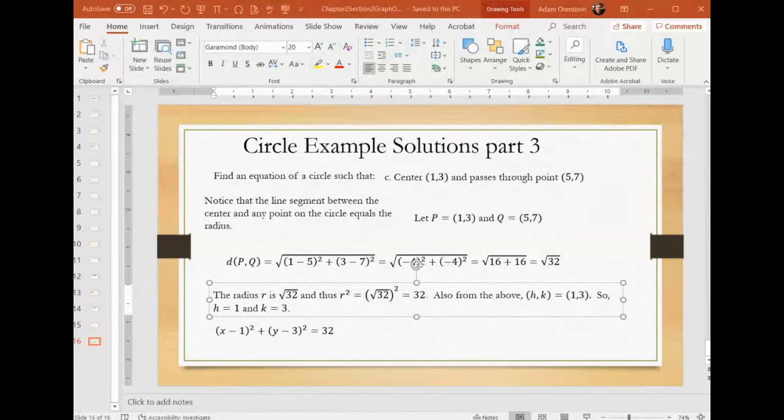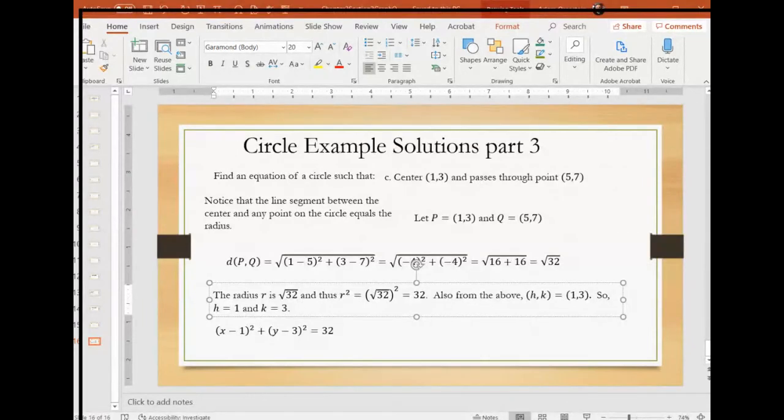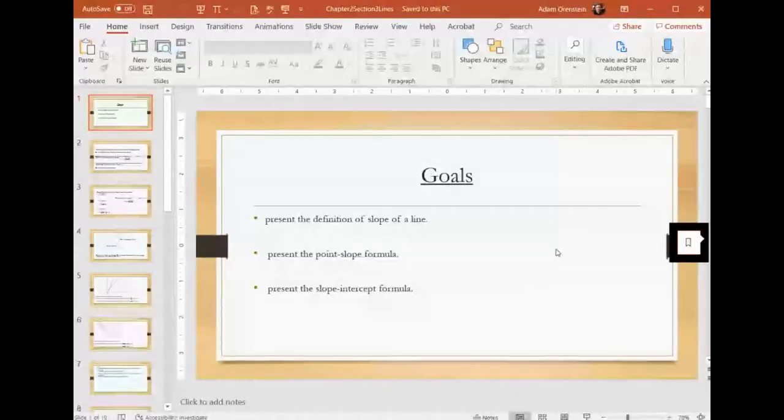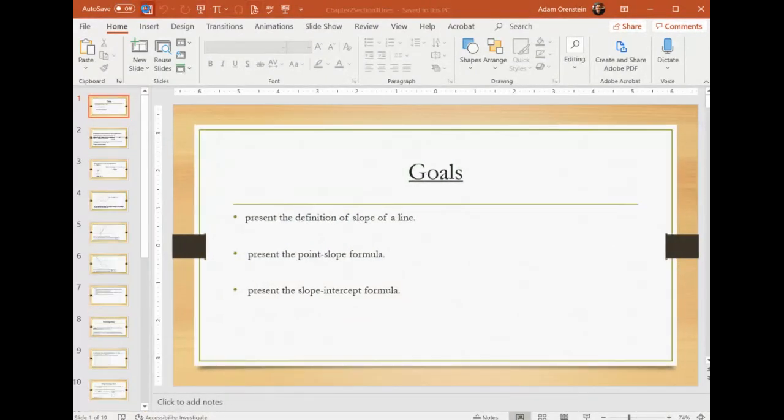Because if not, I'll start the next section, which is on lines. Okay, so let me do that then. All right, so here, I'm going to go through lines now. So this is what 2.3 is.